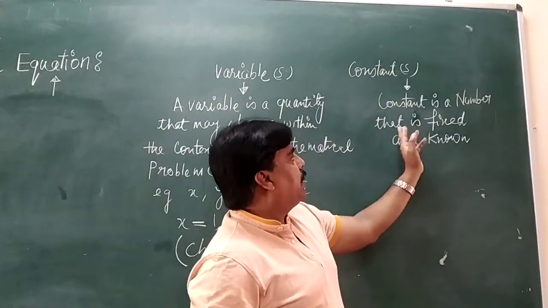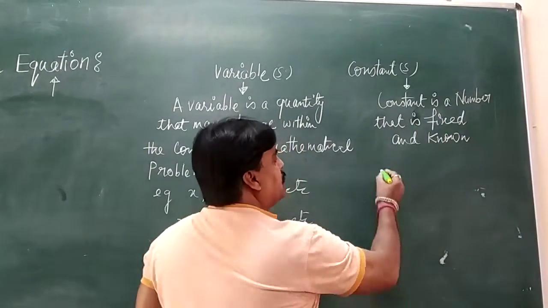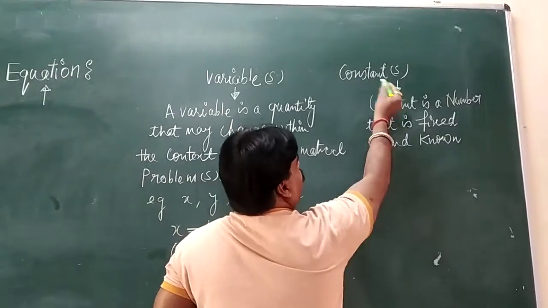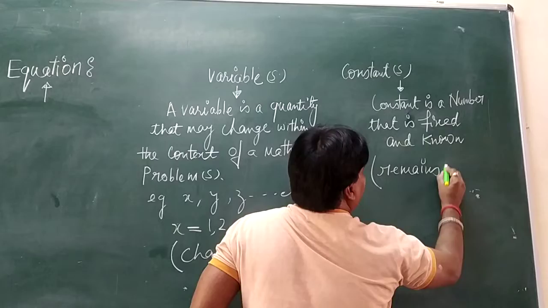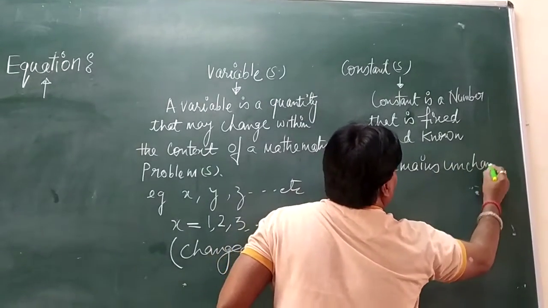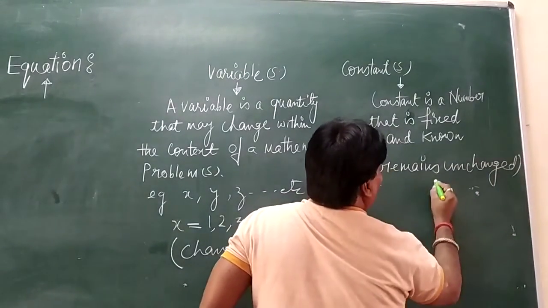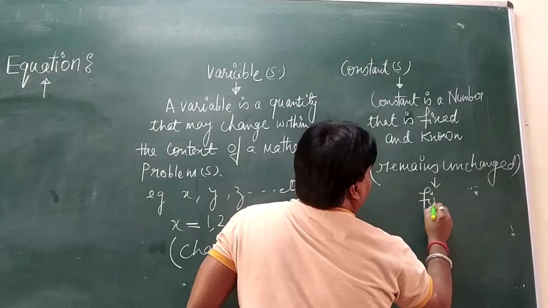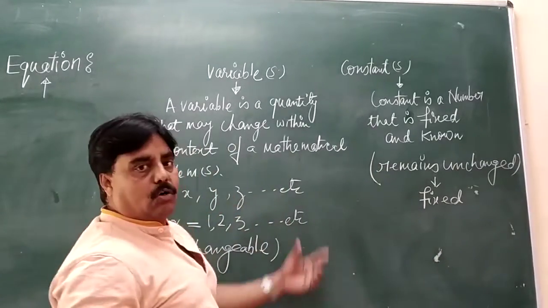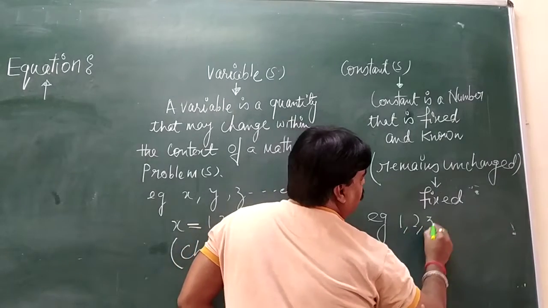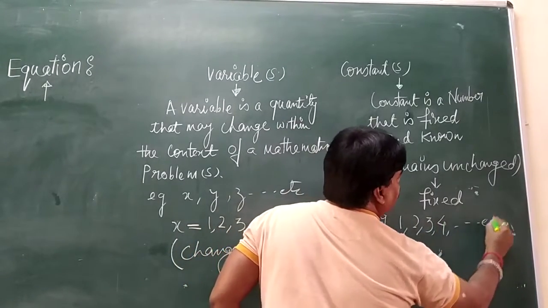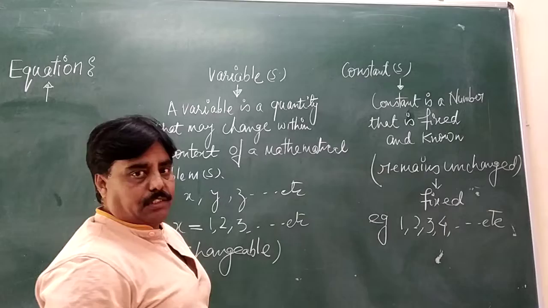A constant is a number that is fixed and known. It means that during execution of the program, the value remains unchanged, or you can say fixed. That is known as a constant. For instance, 1, 2, 3, 4. All these are constants.